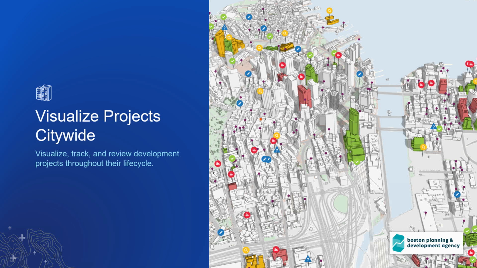There are some key capabilities that Urban provides. First and foremost is the ability to visualize projects citywide and basically combine the point location of a new project coming, for example, from a permitting system with an actual 3D model representation of that project.